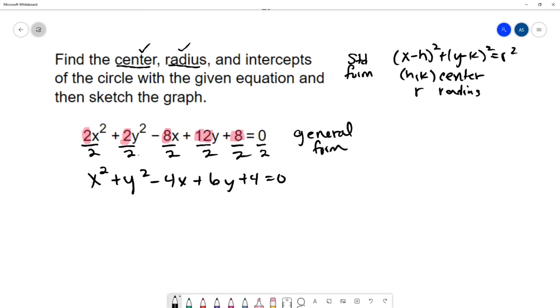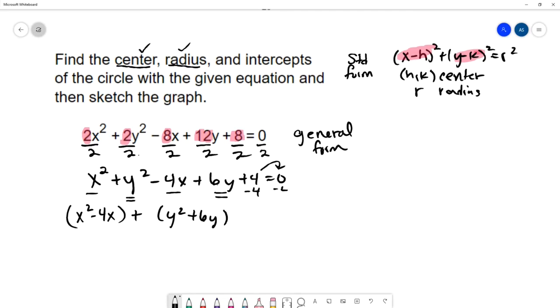And then what I want to do is have a group of x's and a group of y's. So I'm going to take the x terms and group them together to be x squared minus 4x, and take the y terms and group them together. That would be y squared plus 6y. And I want to move the constant to the other side, so I'll subtract 4 on each side.